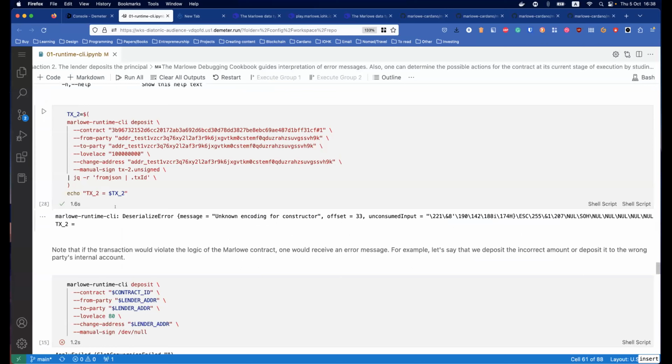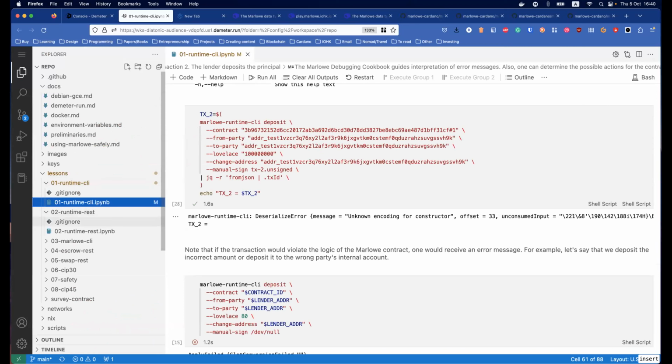See how I can do that. Because that's my address, right? Yeah, I have the transaction ID, but how do I get the actual transaction? Oh yeah, that's this TX. Hang on. TX2 unsigned, which should be in the same folder. I have it now. Just a second. I just sent it in the chat.